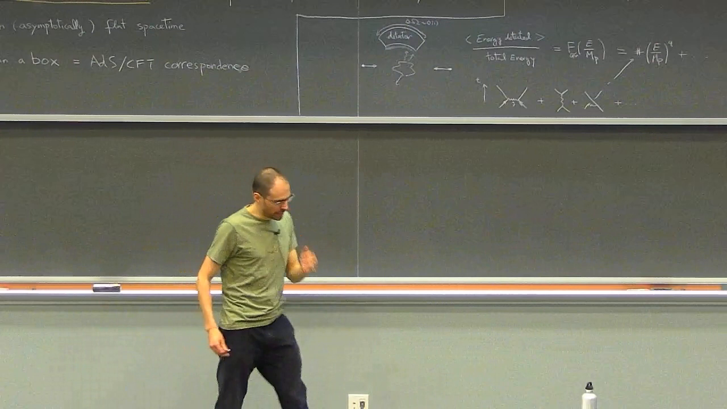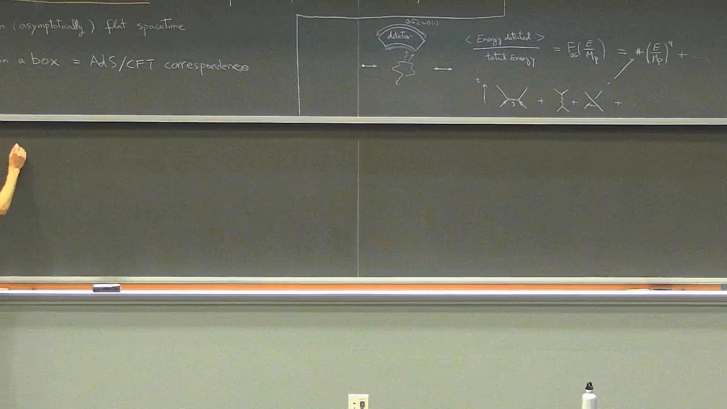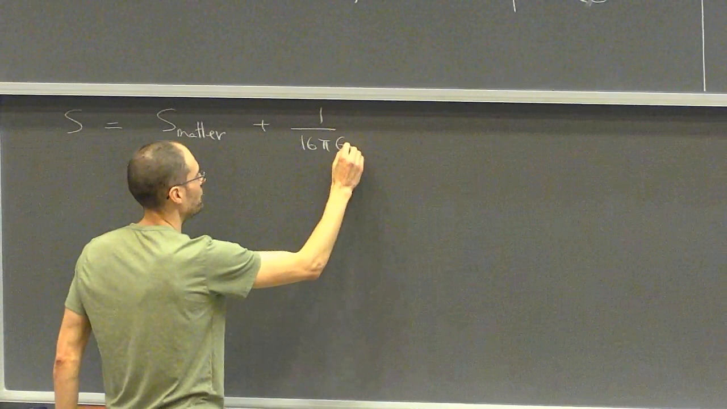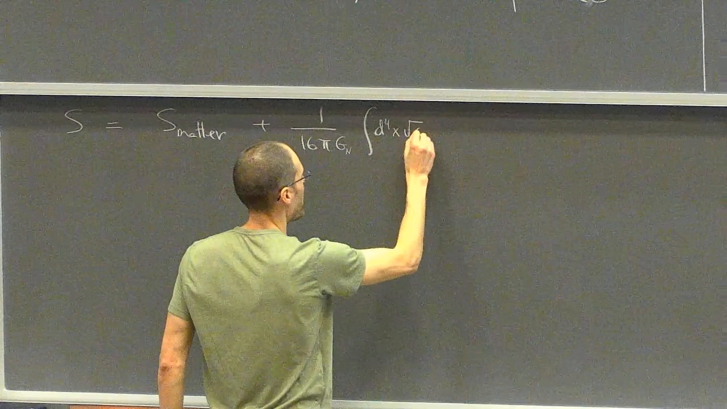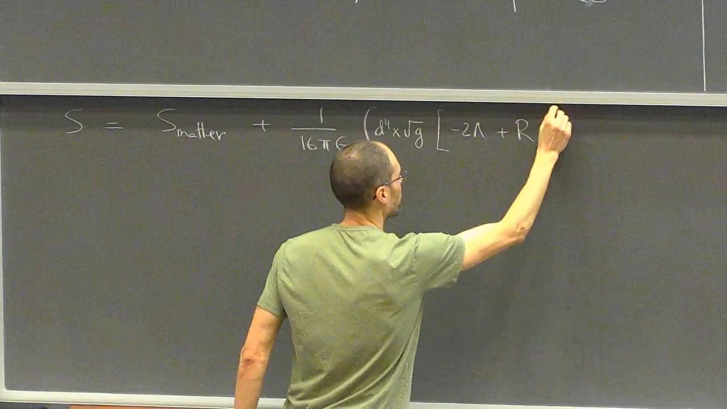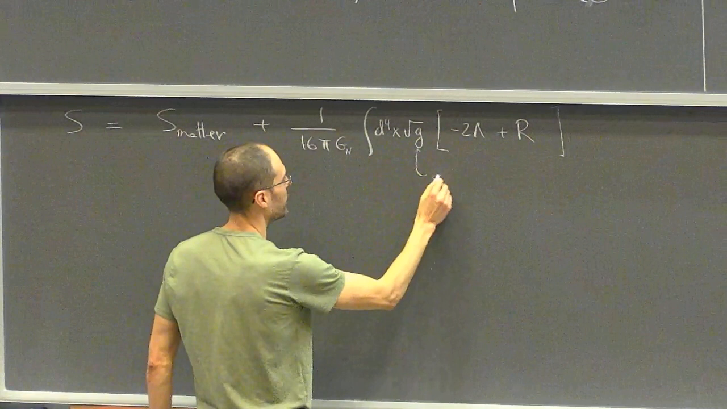Okay, let me remind you of some equations you learned in general relativity. The action that you learned in general relativity is the matter part plus the action that Einstein taught us. I will write it. If you remember it, great. If you don't, it's not too important. This was the action that you learned, where this is the determinant of the metric, g mu nu.